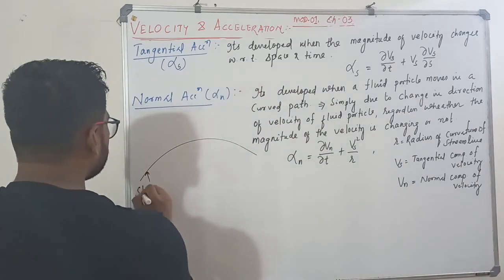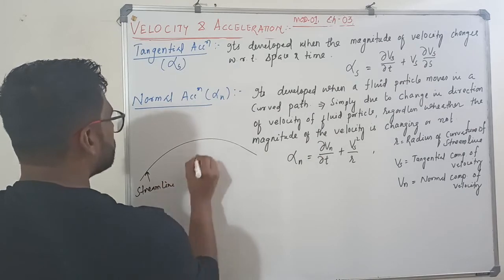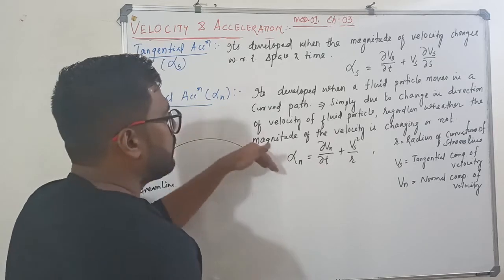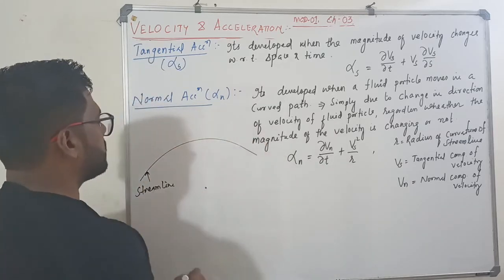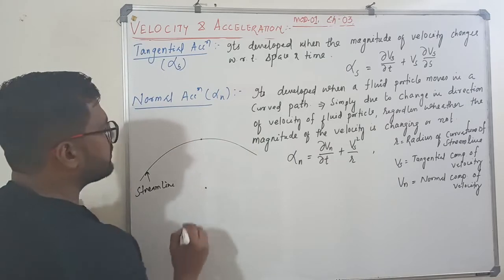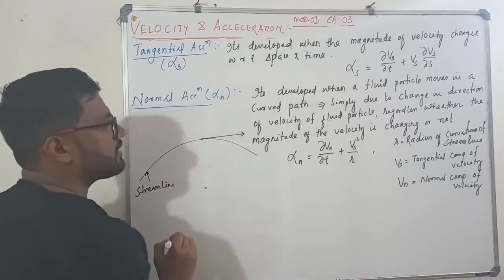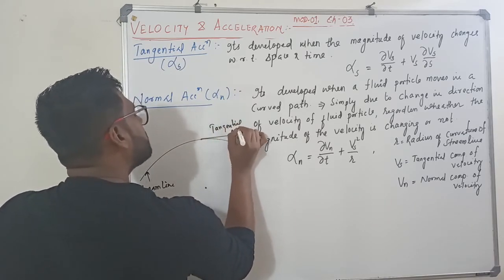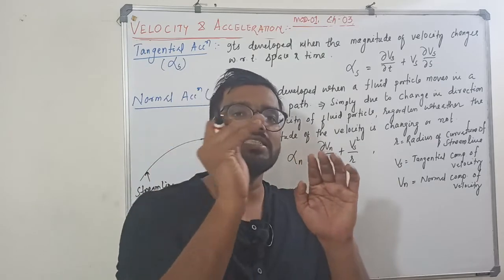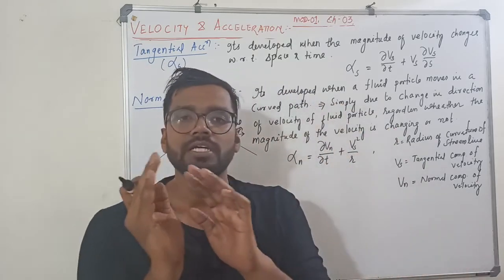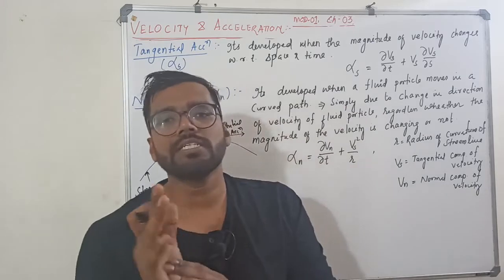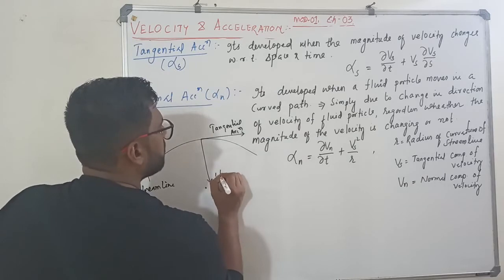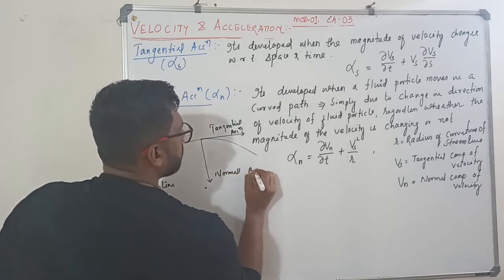Let us say this is your streamline, which is moving in a curved path. So this is the curvature, and its radius is nothing but the radius of curvature of the streamline. This is your particular point here. If I draw a tangent to this, it will give me the tangential acceleration. See what happens in a curved path: the direction of the velocity changes continuously. So the direction which is normal to it is nothing but my normal acceleration.